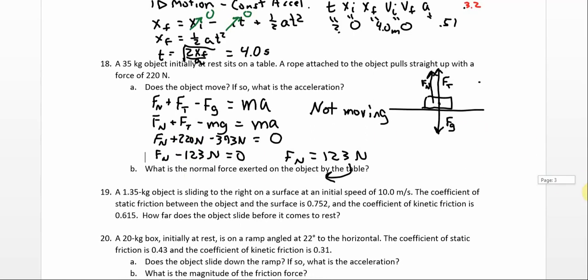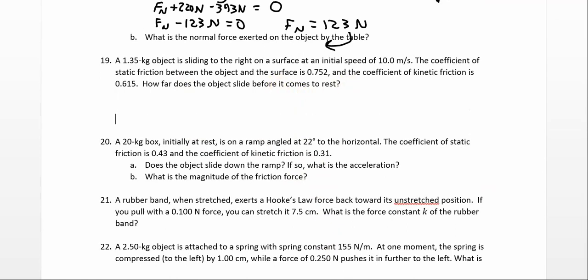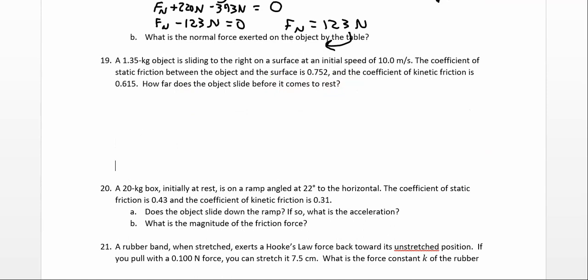All right. 19. A 1.35 kilogram object is sliding to the right on a surface at an initial speed of 10 meters per second. The coefficient of static friction is 0.752, and kinetic friction is 0.615. How far does the object slide before it comes to rest?